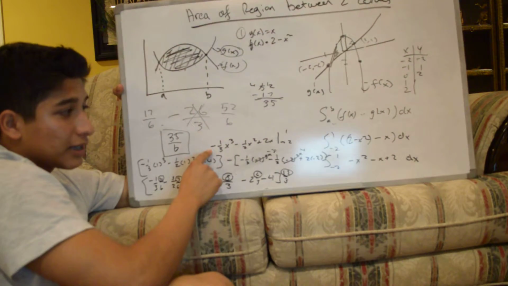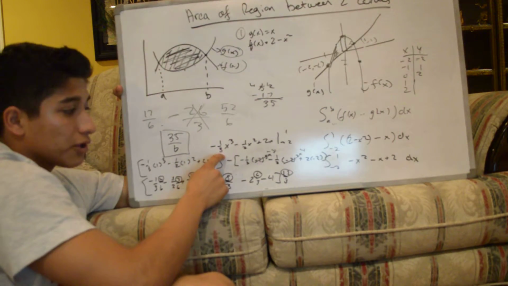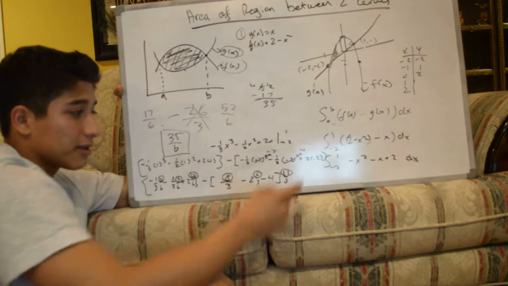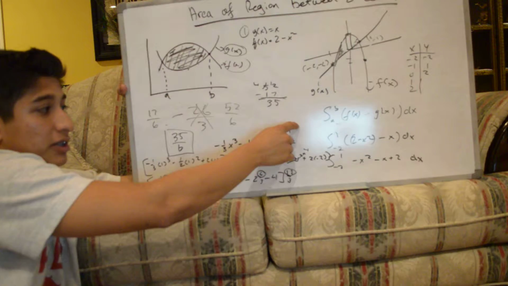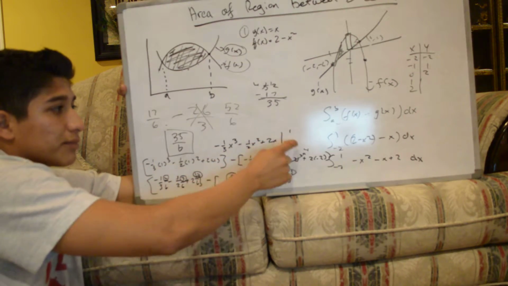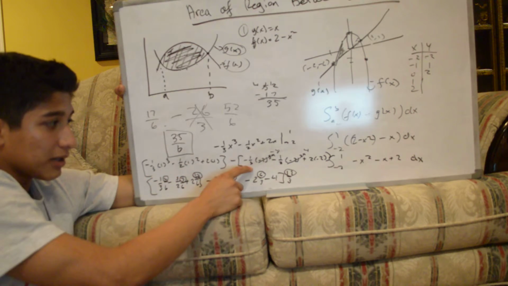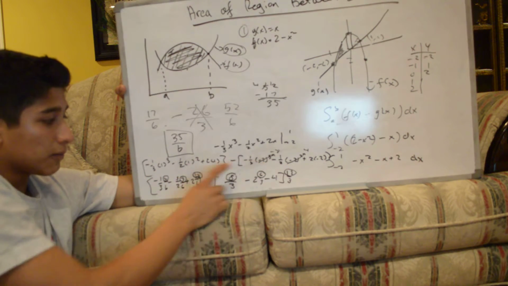Then I found the antiderivative. So negative 1/3 x cubed minus 1/2 x squared plus 2x. The limits stay the same. And then after that, I just did b minus a. So plugged in 1 for x, then plugged in negative 2 for x, subtracted.